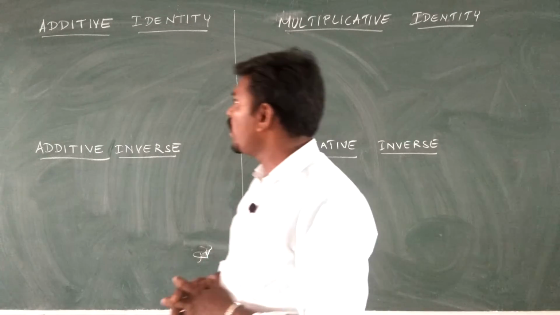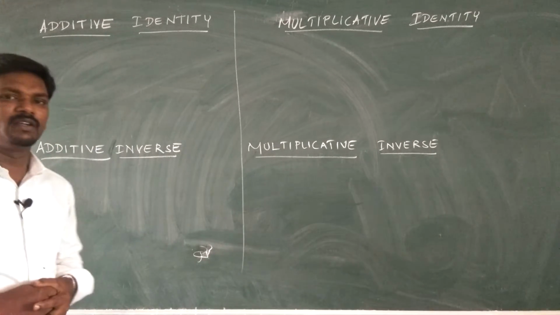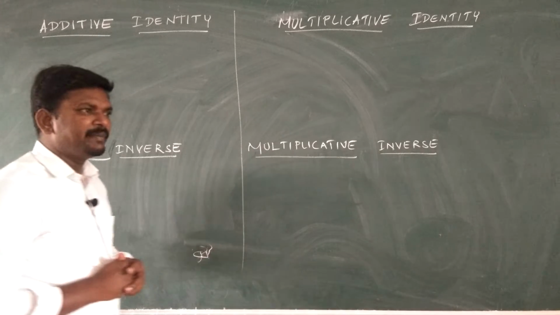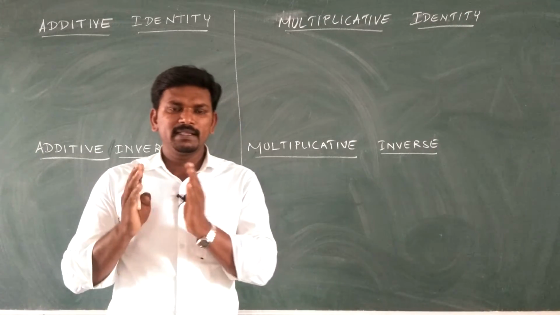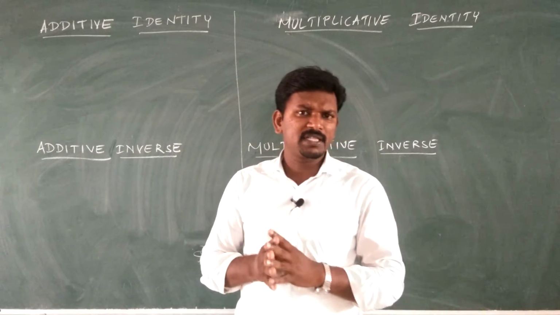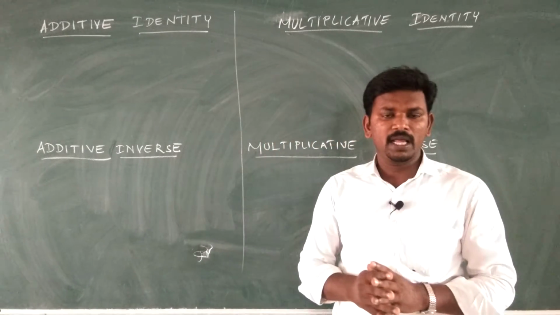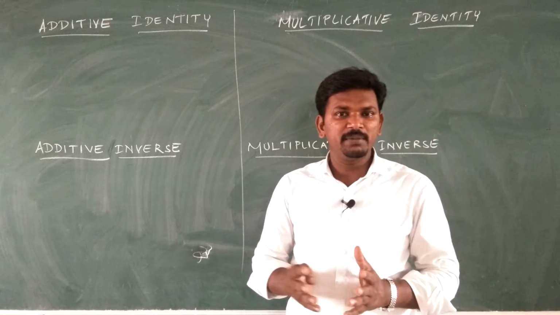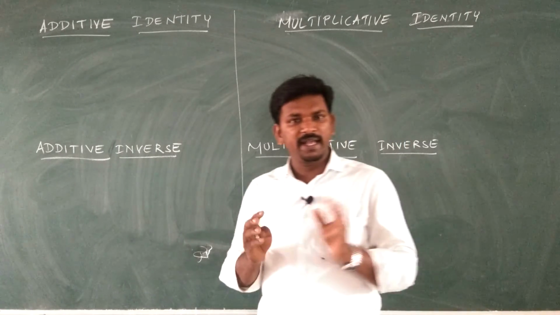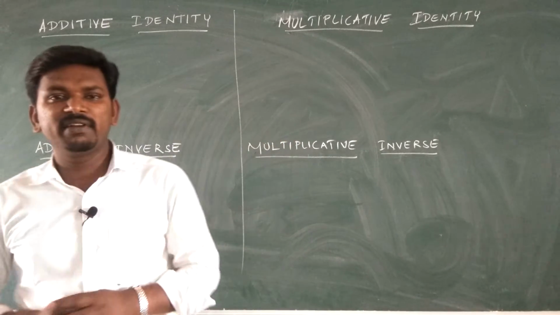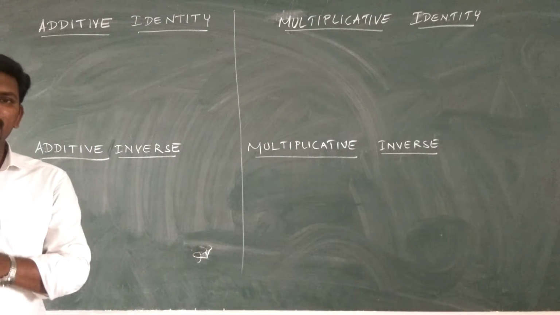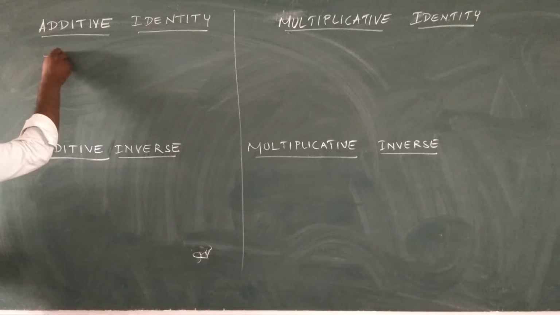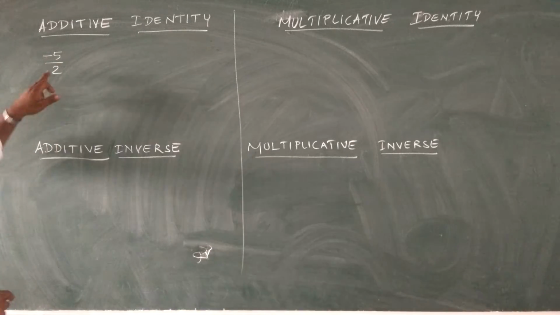First we will learn what is additive identity. It is a very simple concept. Additive identity means the sum of any rational number and 0 is, what will it be? Definitely that rational number itself. So for example, minus 5 by 2, is this a rational number? Yes.